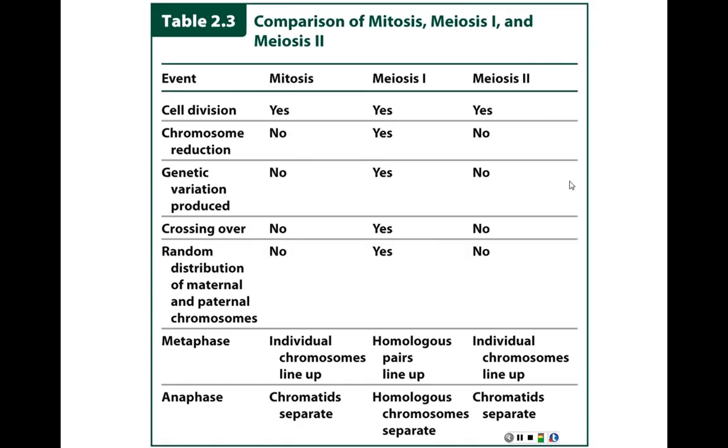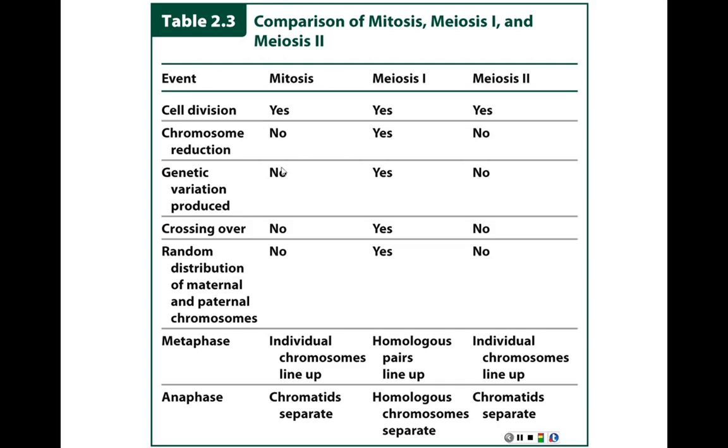This table from your textbook, Table 2.3, is a very useful comparison between the three phenomena we just discussed, mitosis, meiosis 1, and meiosis 2. Is there cell division in mitosis? Yes. Is there cell division in meiosis 1? Yes. Is there cell division in meiosis 2? Yes. Are chromosomes reduced in mitosis? No. The chromosome number is kept the same. It's not reduced in meiosis 2 either. That's an equal division. But there is a reductive division in meiosis 1, so yes, chromosome number is reduced.